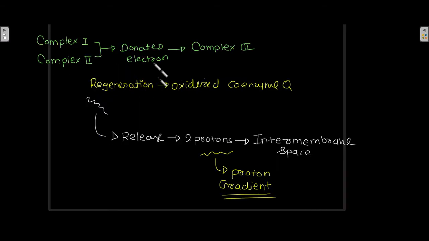Now this causes the release of 2 protons in the intermembrane space, and because of this there is generation of proton gradient. Okay, so there is flow of electrons and this flow of electrons is developing proton gradient. Okay, that's the whole point.